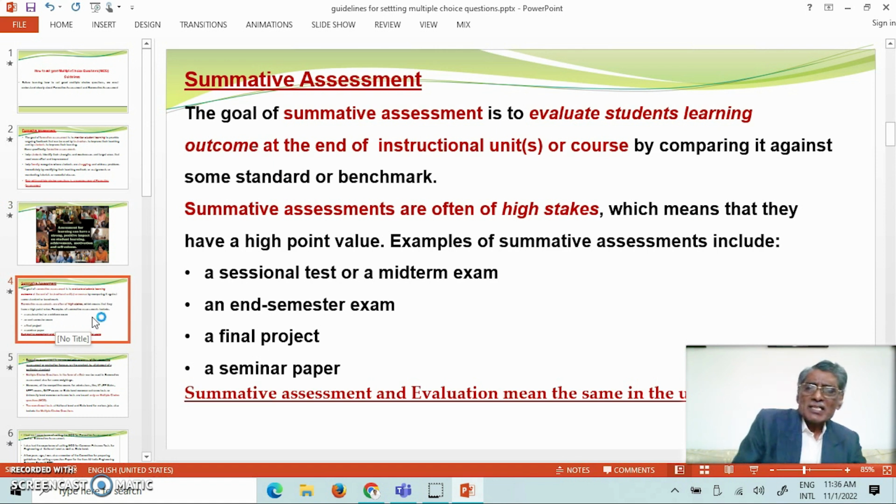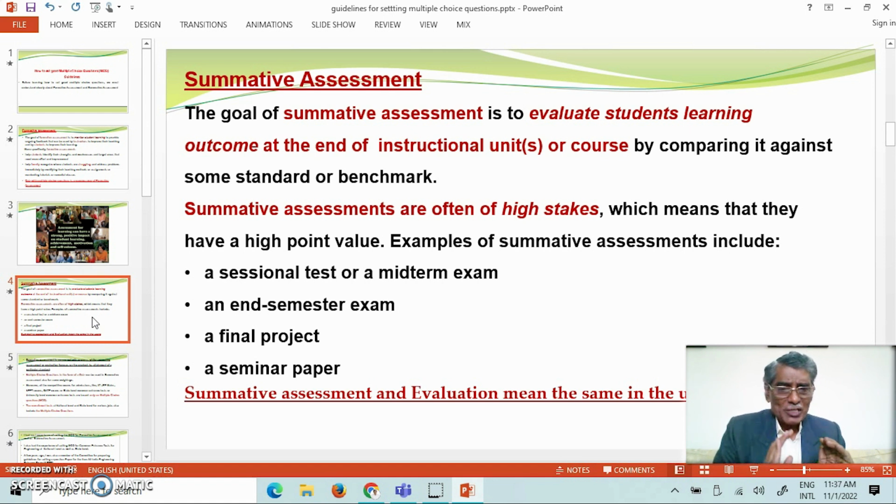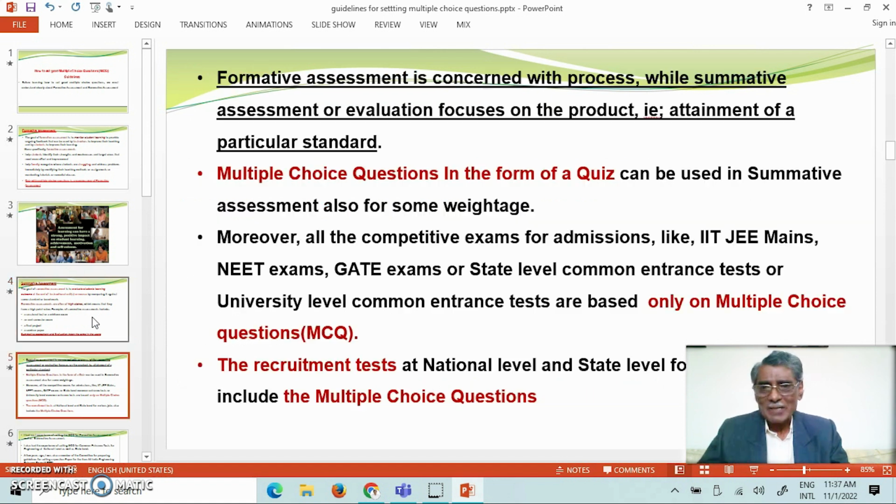When we consider summative assessment, its goal is to evaluate students' learning outcome at the end of the instructional units or a course by comparing it against some standard or benchmark. Summative assessments are of high stakes. It means that they have a high point value. The examples are a sessional test or midterm exam, an end semester exam, a final project, or a seminar paper. Summative assessment also means evaluation in the same usage.